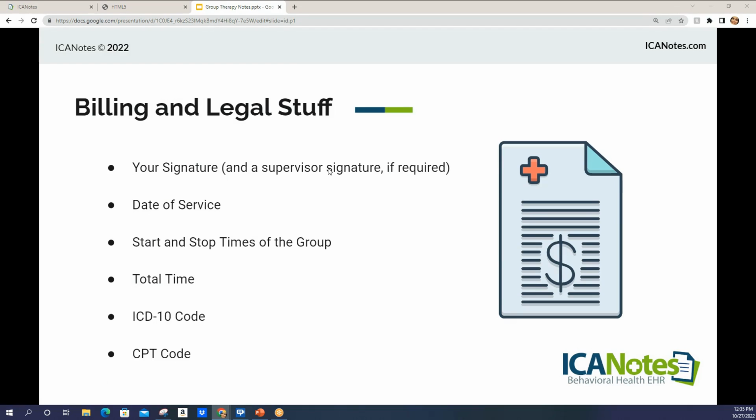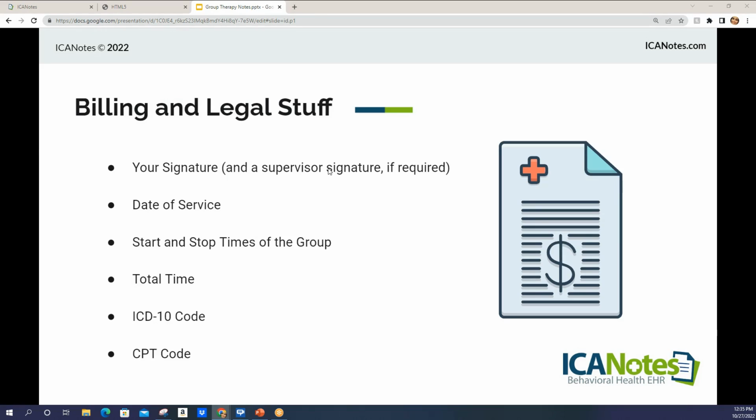On the end of the note, we talked about you need your group description, and then what you are doing as a leader, and plan for the group. Then you need your individual comments regarding your participants. And then you also need your signature, and if you're billing under a supervisor, you've got to get that supervisor signature. And we say date of service.